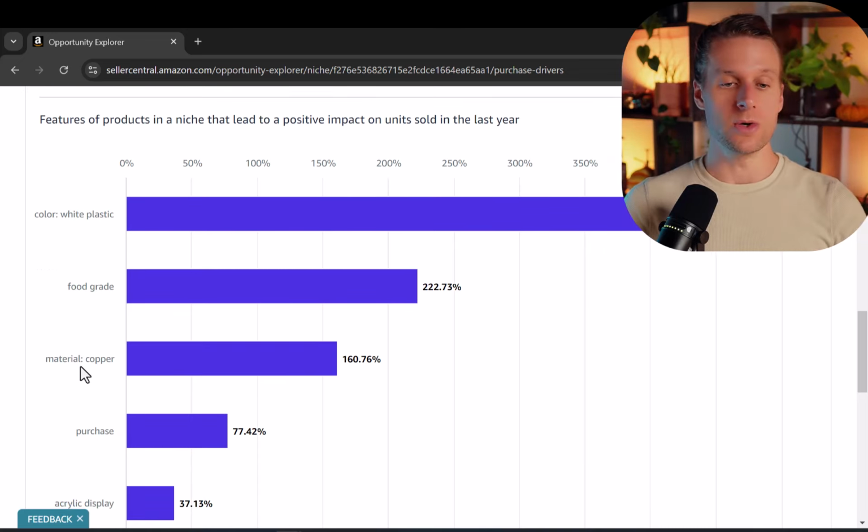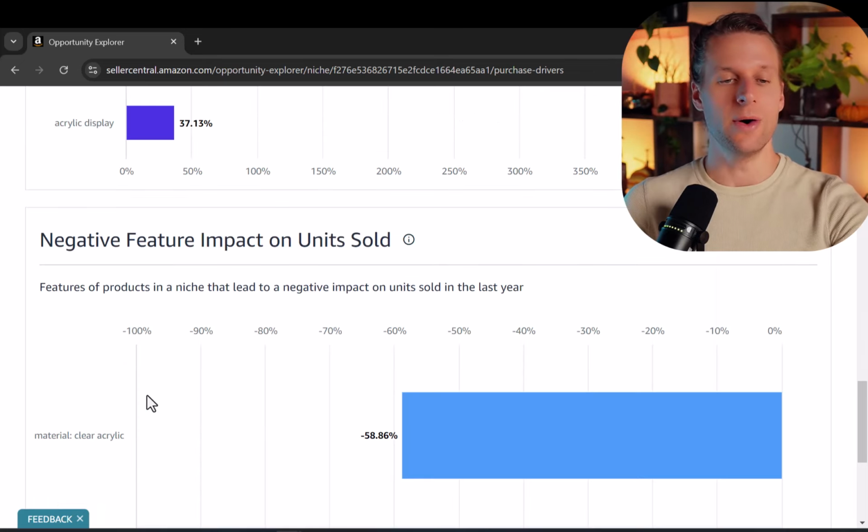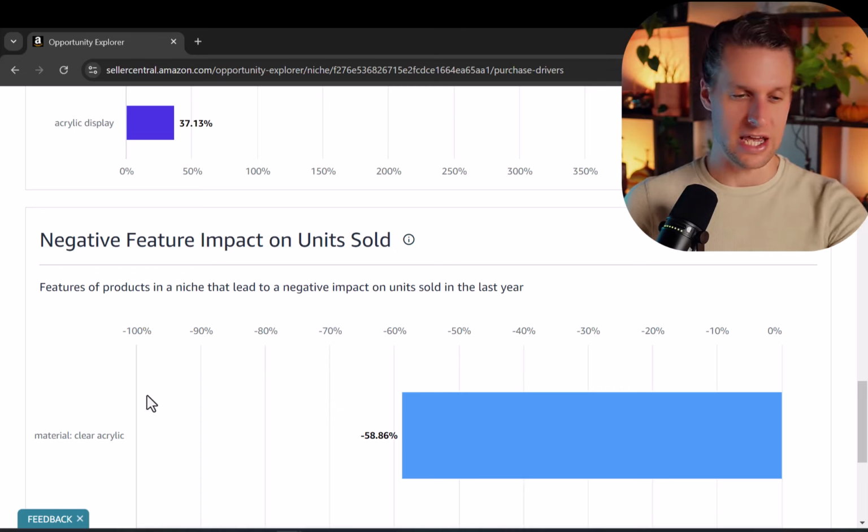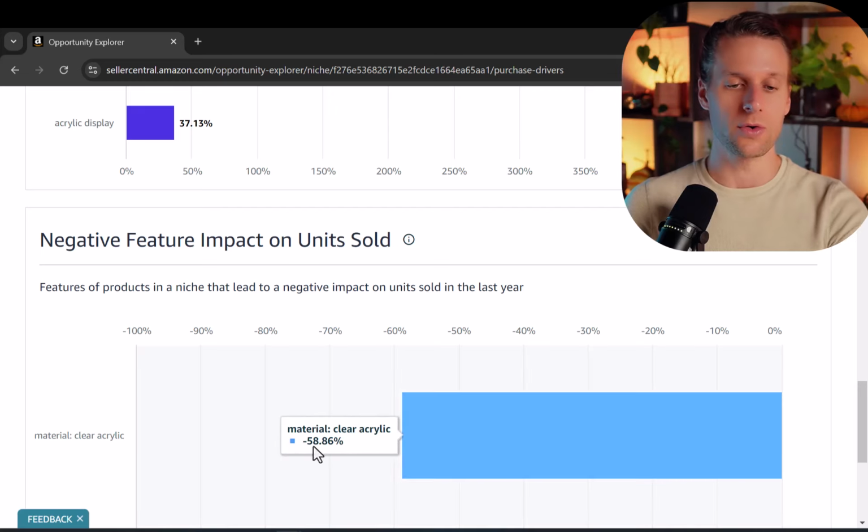Materials, copper. So a lot of people are looking for ones that are metal, specifically copper, which might have a good, nice, shiny, classy look. And that might be for really special events or weddings or who knows what. Now, negative feature impacts on units sold. So this is features that the product in the niche had that led to less sales, that they're somehow correlated with less sales. And here we have material, clear acrylic. Now, this may mean that this used to be a material that actually was trending, but right now it actually drives shoppers away. And Amazon's just feeding that data to us.